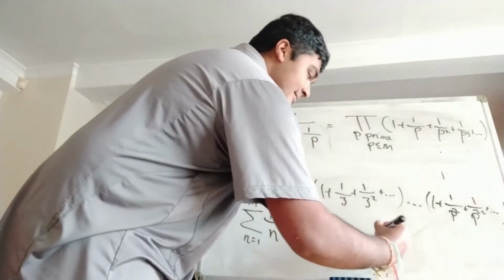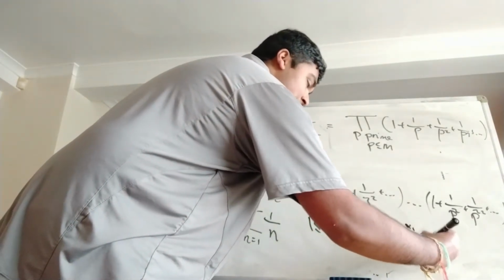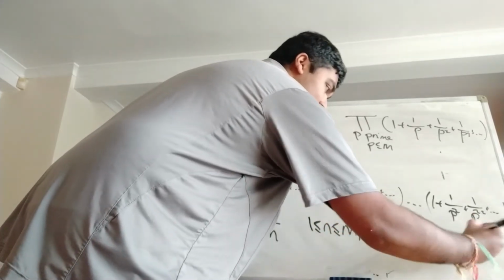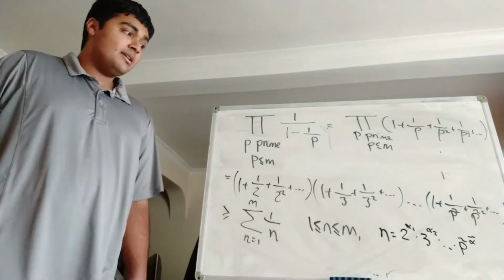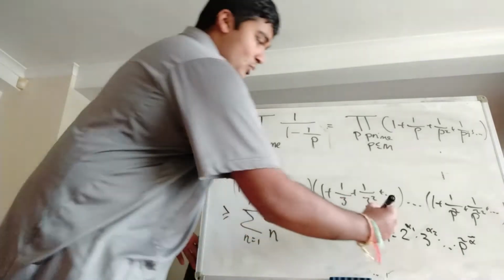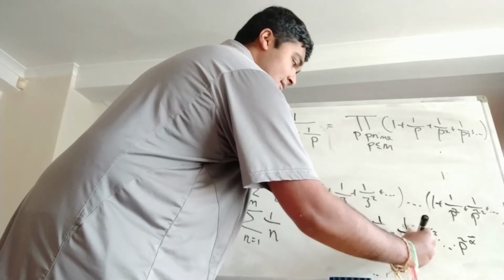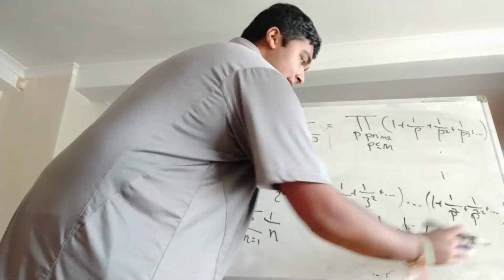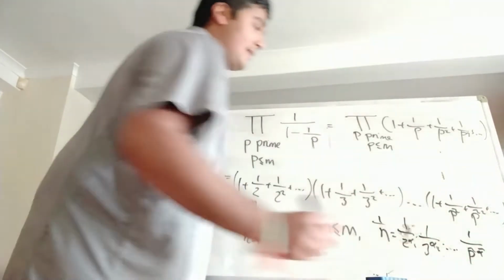So we can write n in the form 2 to the alpha 1, 3 to the alpha 2, and so on, all the way down to p tilde to the alpha tilde. So it's just some product of these primes here. But then notice that we're only considering the reciprocal of n. So 1 over n is just 1 over 2 to the alpha 1, 1 over 3 to the alpha 2, and so on, all the way down to 1 over p tilde to the alpha tilde, like so.